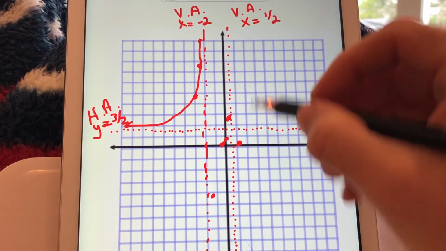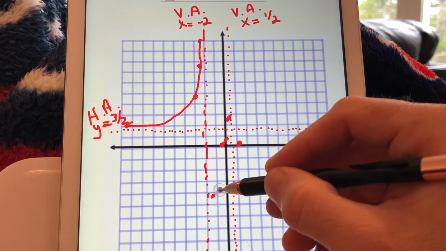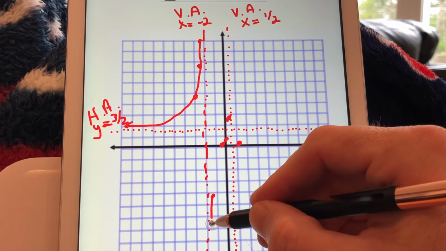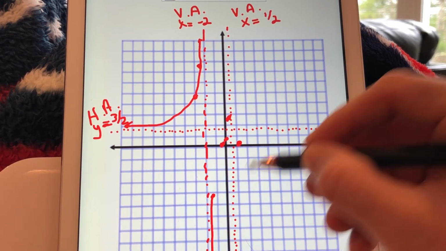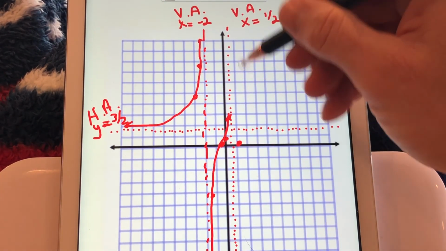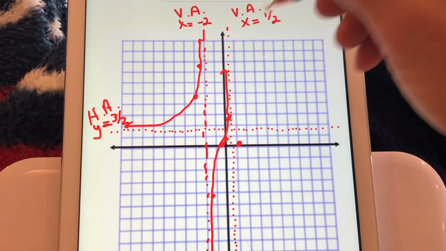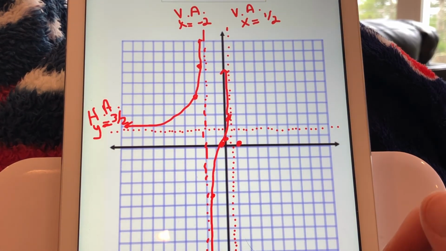Okay, so again, we're not going to cross that vertical asymptote. So using our behavior, as we approach -2 from the right, we were going down to negative infinity. Okay, I'm going to connect these dots. I've got a little curve there. And as we approached 1/2 from the left, I was going to positive infinity. So that's what the middle portion of the graph is going to look like.